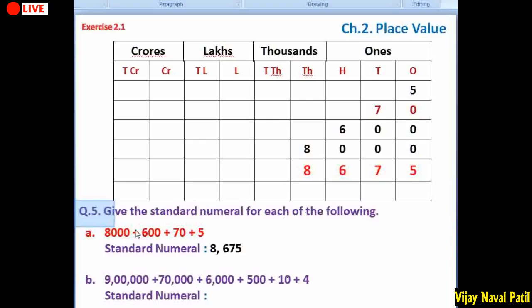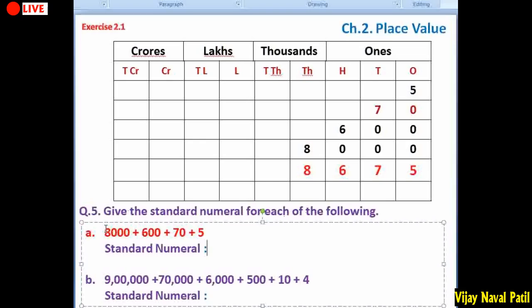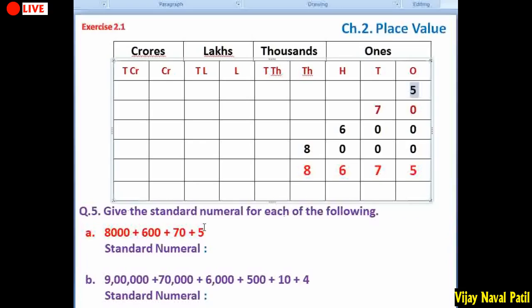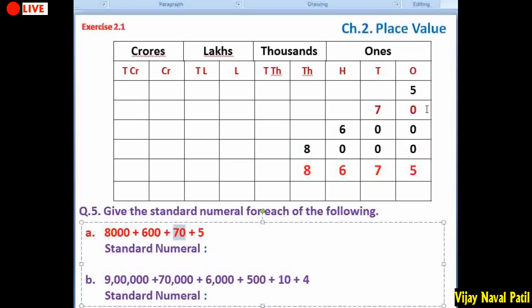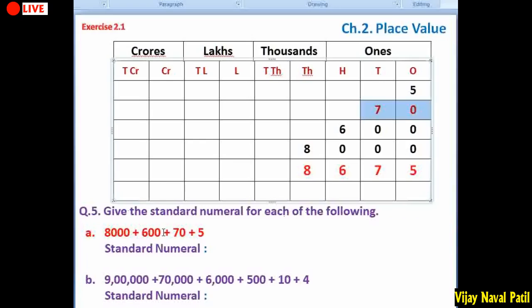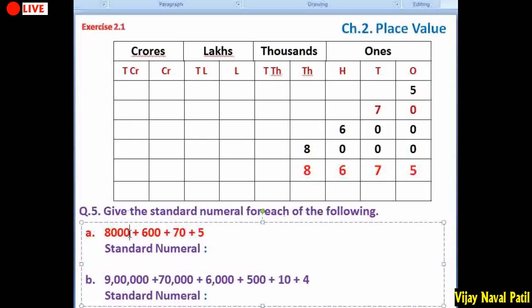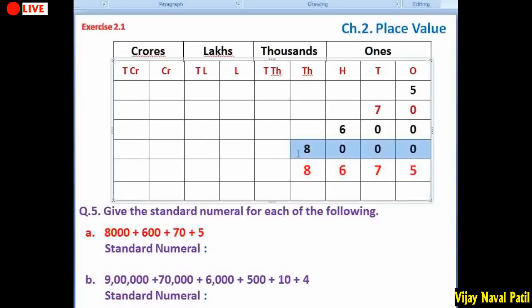Now here is question 5. What is that? Give the standard numeral for each of the following. Standard numeral in the sense you have to write its standard form. Okay. Standard form and standard numeral both have the same meaning. So first what I did, I wrote here 5 as it is. Then here is 70, so I wrote 70 in the tens place. Then 600. So I started from right to left, and there is 8000. So I wrote here 8000 as it is.